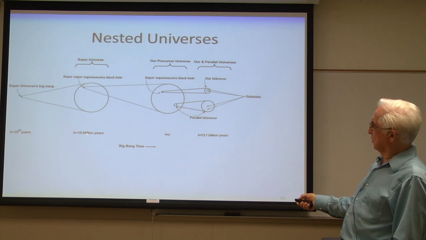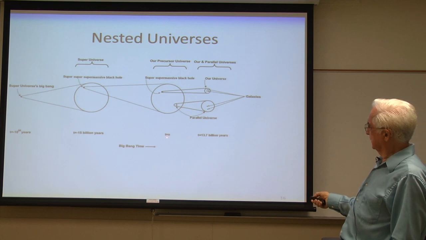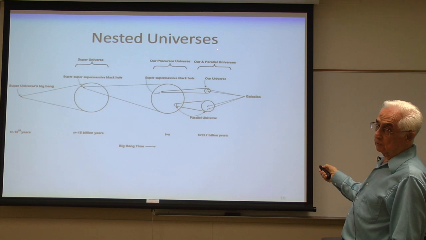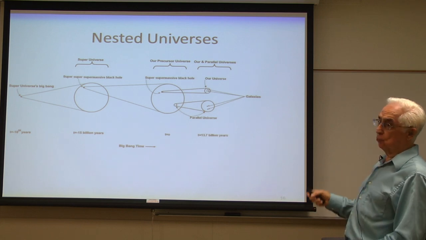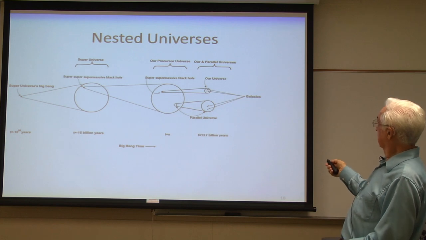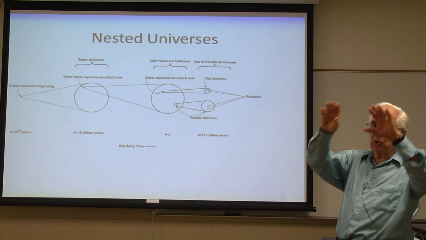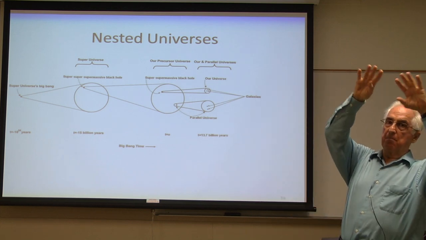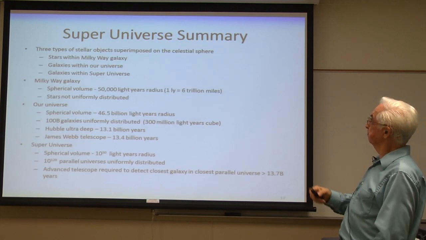The super universe is explicitly shown at this time. Our precursor universe is explicitly shown at this time. The super universe and our precursor universe are implicit at the present time. You must remember that our universe and the parallel universe are nested within a much larger precursor universe, and that's nested within a much larger super universe.